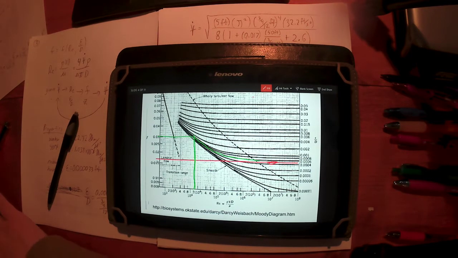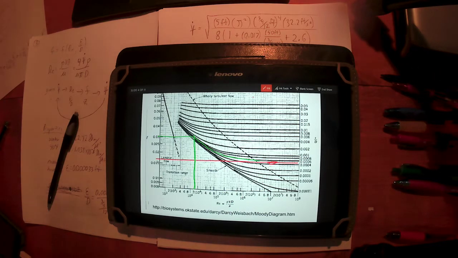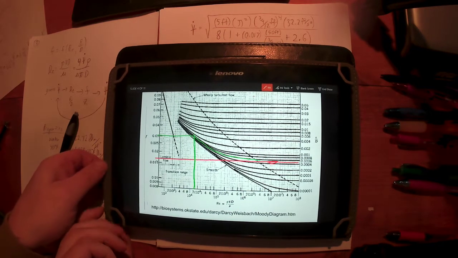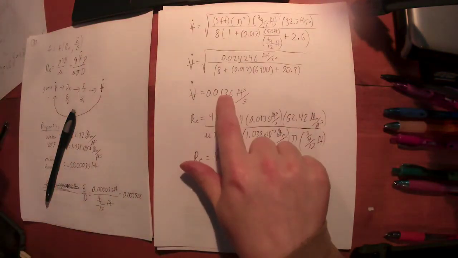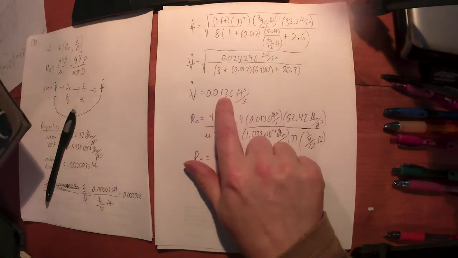Okay, let me reset my timer here. Alright, so we've got now a better guess at f value, and we've gone through the iteration process first. Through the iteration process, we found a good guess for the volumetric flow rate to be this.